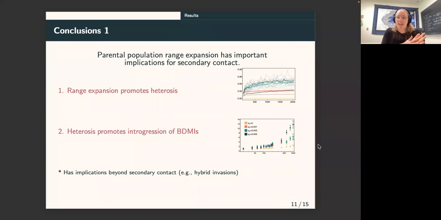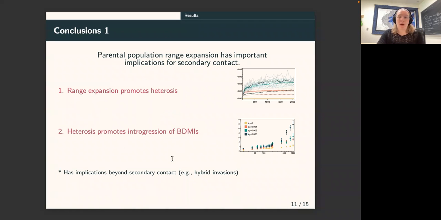All right. So that kind of brings me to the conclusions of the first little section of this, which is that range expansion can have really important consequences on heterosis and what we observe when we cross F1 hybrids. And then it can actually prevent speciation from occurring by helping the barriers to gene flow like BDMIs introgress.